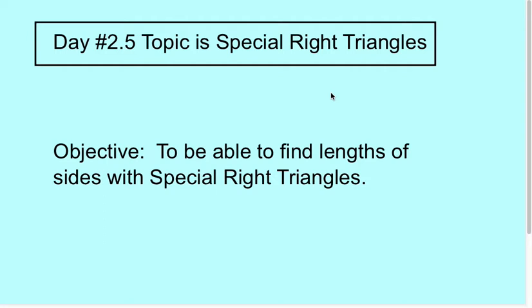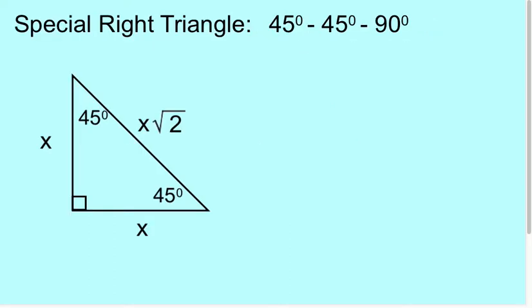Right triangles. Our objective is to find the lengths of sides of the special right triangles. What we give you first is what we call a 45, 45, 90. So please write this down in your notes. We have this right angle here, which is 90 degrees.